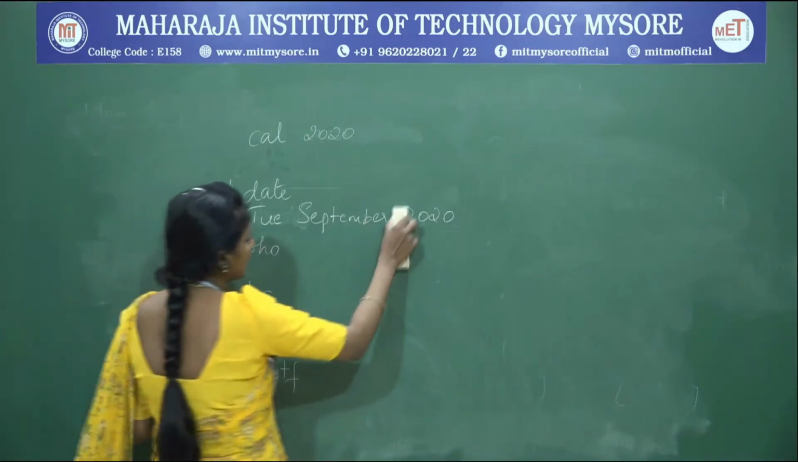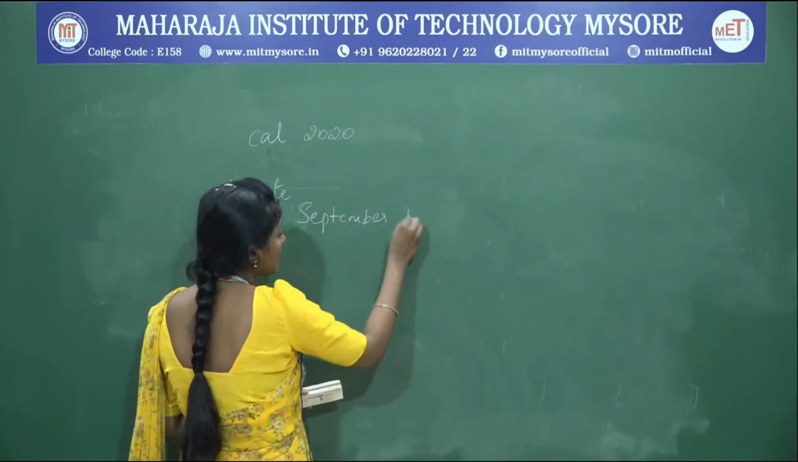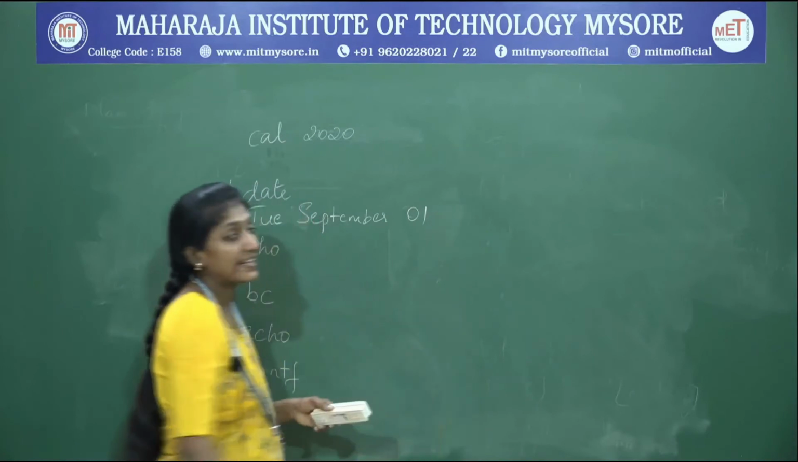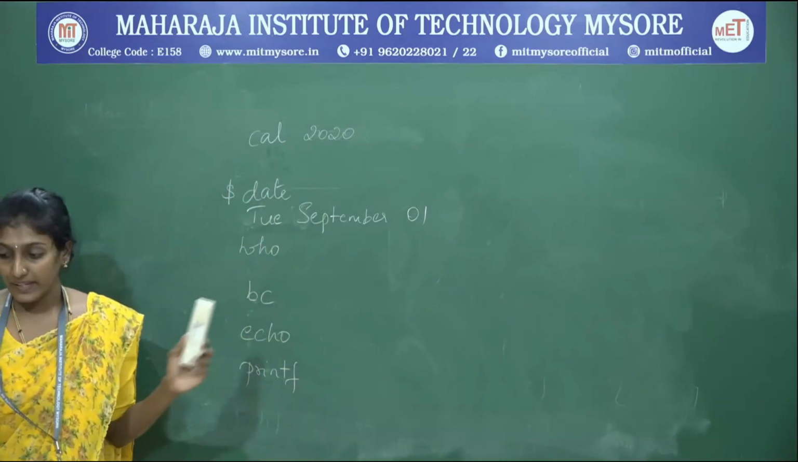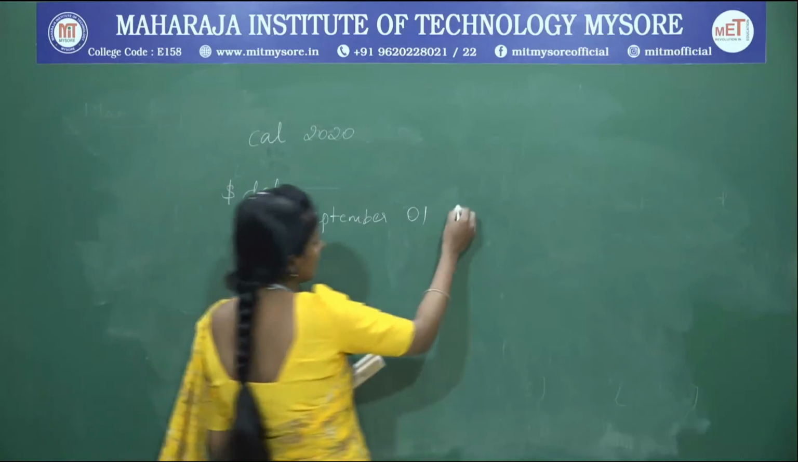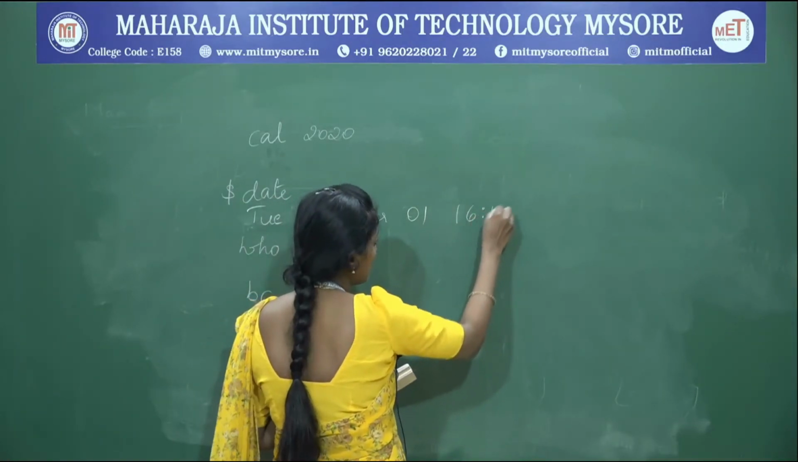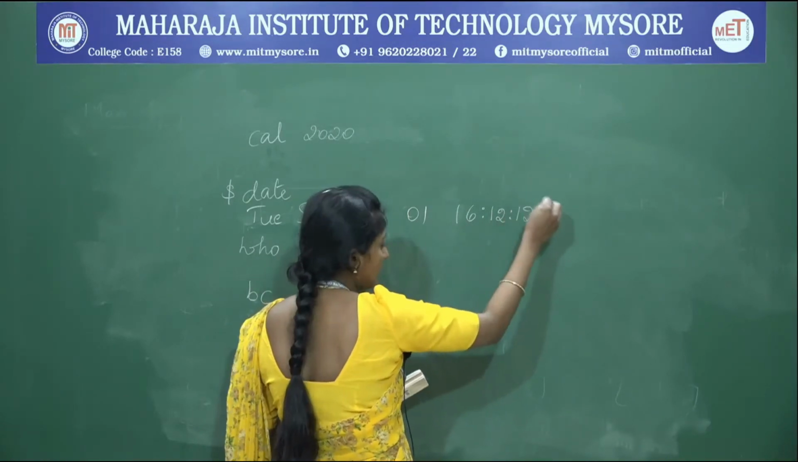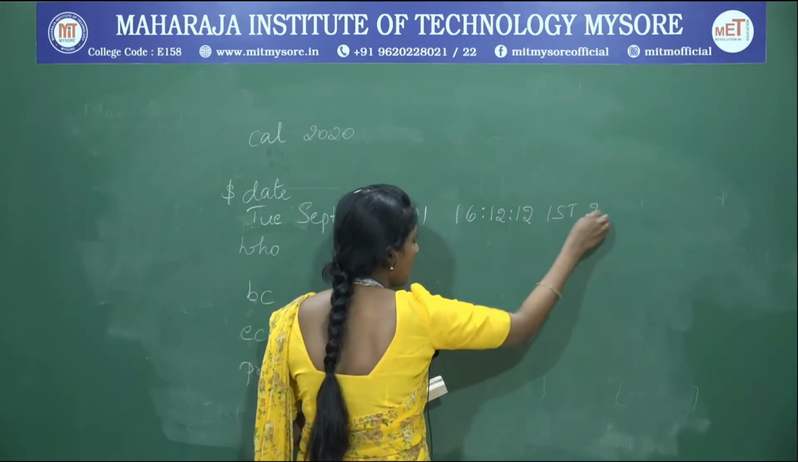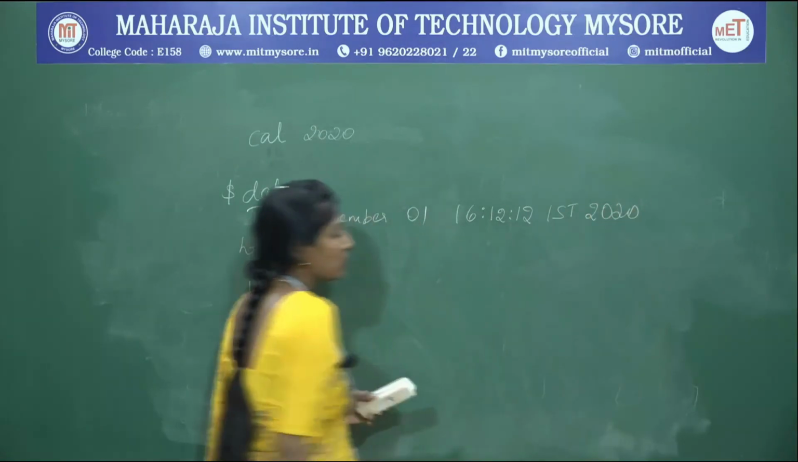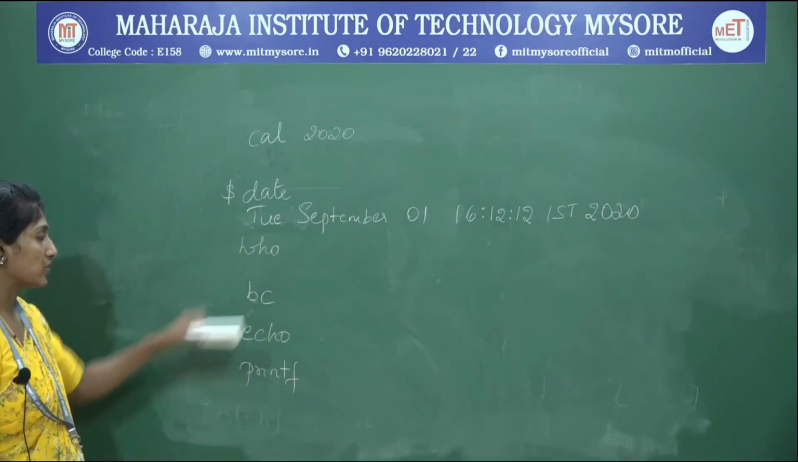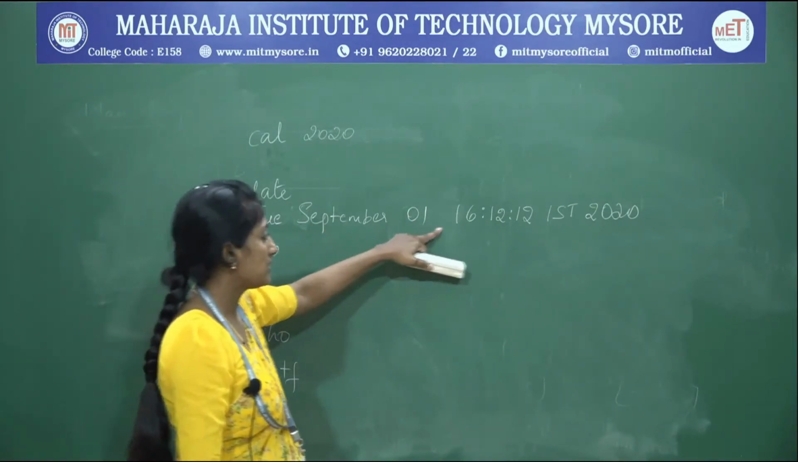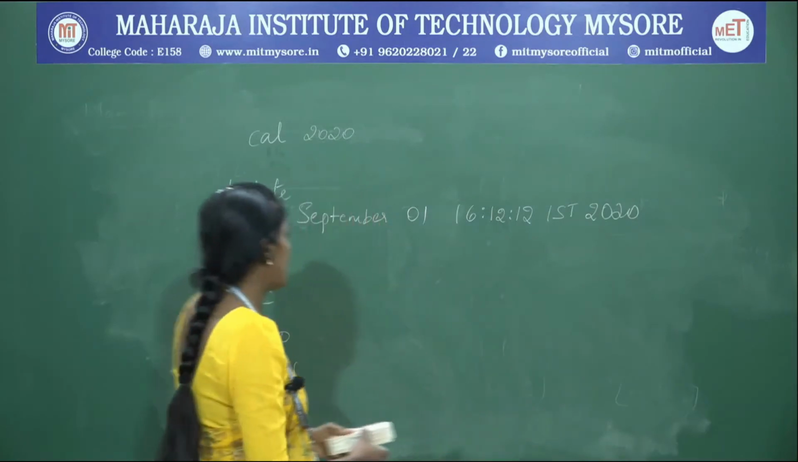Sorry, it is not going to display the year first. It will display the day of today, Tuesday, followed by the month and the date, 01, and next the time. So the complete time, at what time it has been executed, 16:12, in hours, minutes and seconds, followed by Indian Standard Time of the year 2020. So this is the output you are going to get when you execute the date command. Tuesday, September 1st, so this is the time it is.